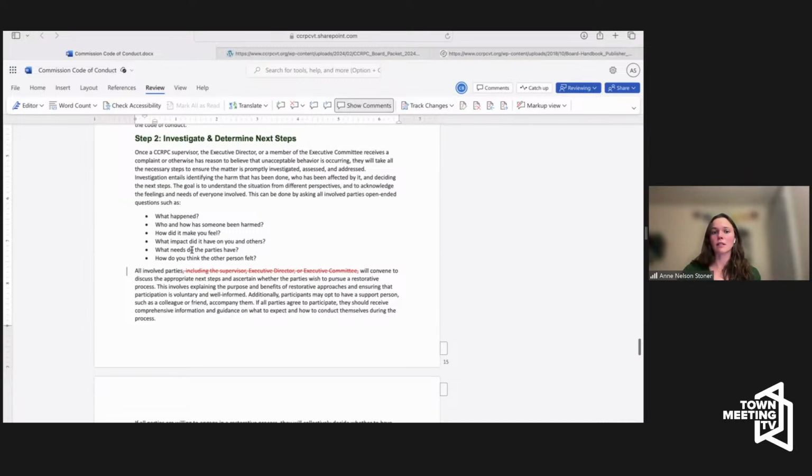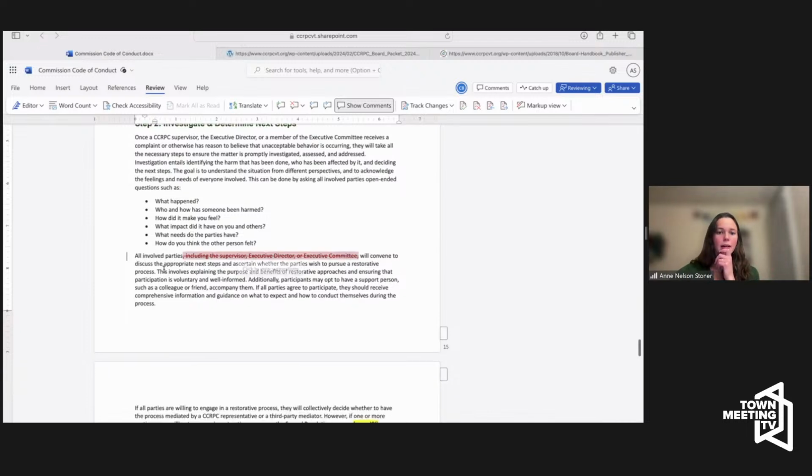Or actually, is this conflict so great, or is the harm too great that one or more parties are not willing to do that? And we either want to bring in an external facilitator, or we're just going to go through a formal resolution process and not engage in a restorative process at all. That could happen, though. I hope that there's some dialogue.